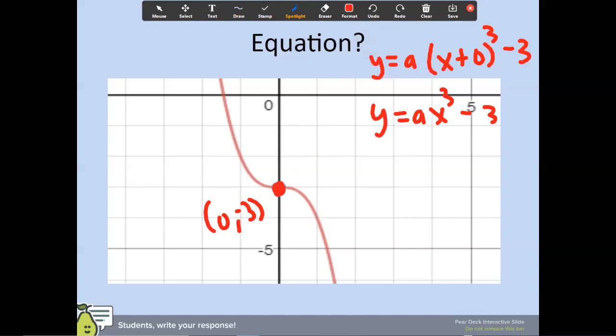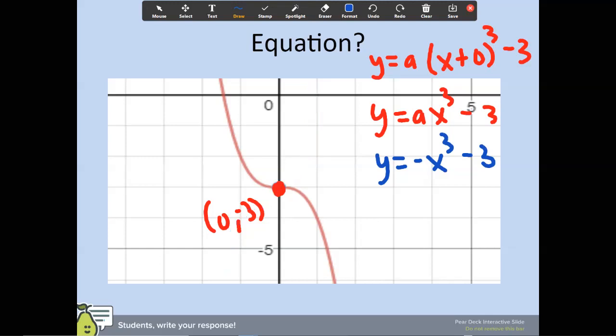So my equation is going to be, let me just write it in a different color. Y is equal to negative x cubed minus 3. Normally a cubic graph should be going this direction like this. That's what a positive one looks like. The other one is a negative 1.